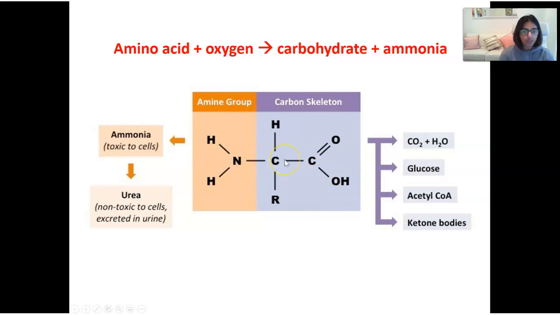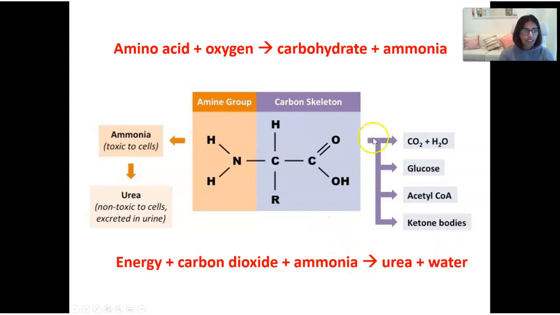And through a series of enzyme controlled steps, this can be converted into glucose, which is then broken down in the normal way to acetyl coenzyme A through cellular respiration, and we can have energy forming. The carbon skeleton could also be broken down into carbon dioxide and water, which are metabolic waste that we breathe out via the lungs. We can also form ketone bodies from this, but we're not going to talk about that in this course.